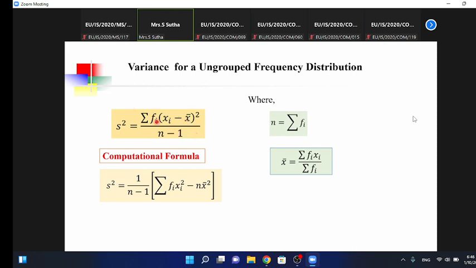For the computational formula for the variance for an ungrouped frequency distribution, rather than using this formula, we use this one. That is 1 over n minus 1, times the summation of fi xi squared minus n x bar squared. Here n is equal to the summation of fi, and x bar is equal to the summation of fi xi divided by the summation of fi.